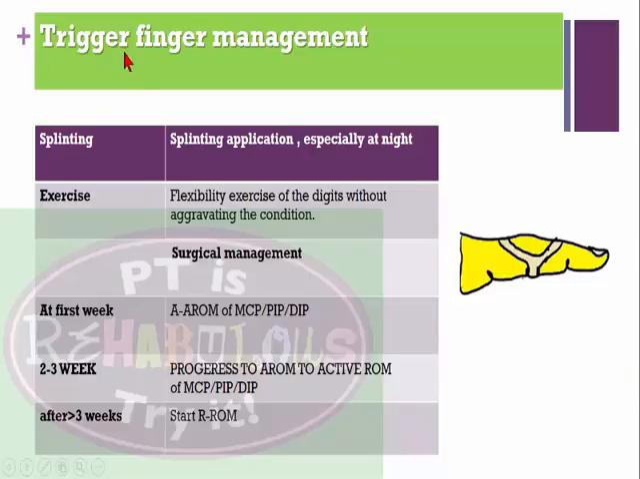Let's learn trigger finger management. We have to apply splinting, especially at night. This is the splint for trigger finger, that will keep your finger in extension. And then we can prescribe flexibility exercise of the digits without any aggravating condition. Surgical management: in the first week we have to start active assisted range of motion of MCP, PIP and DIP. By 2 to 3 weeks we have to progress to active range of motion exercise for all 3 joints, and after 3 weeks we can start resisted range of motion exercise.